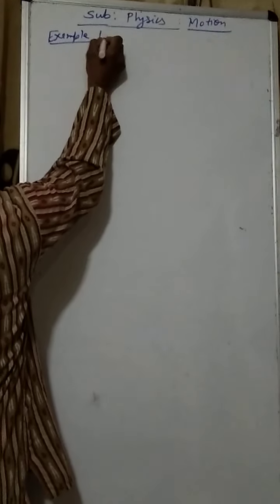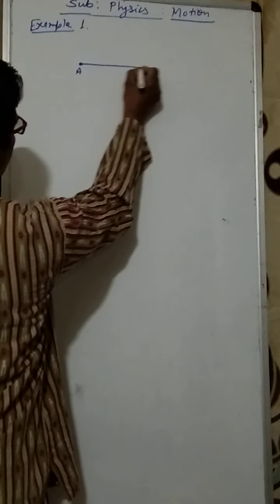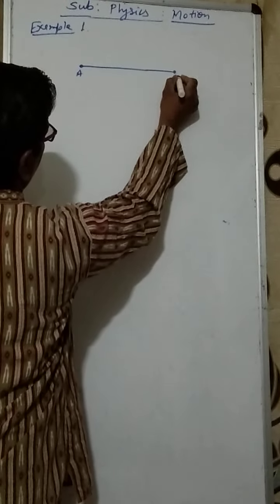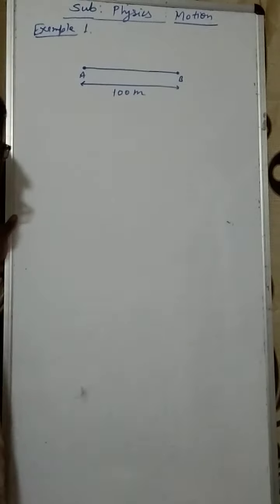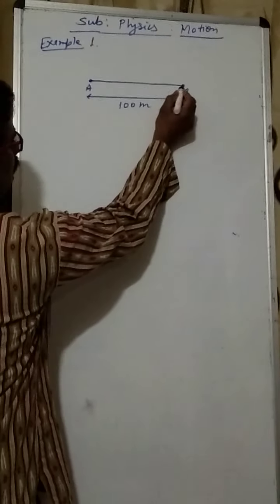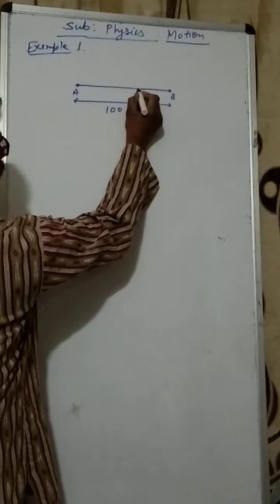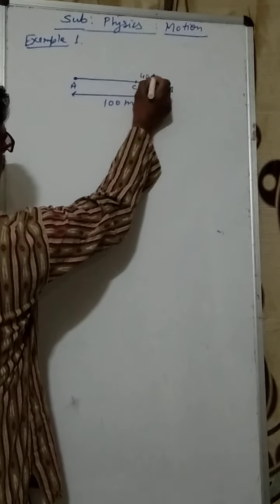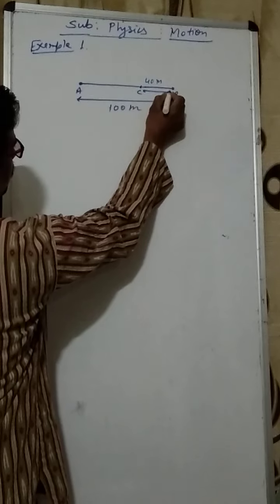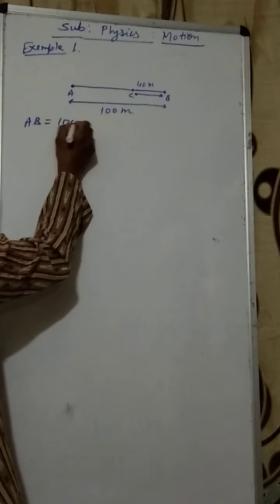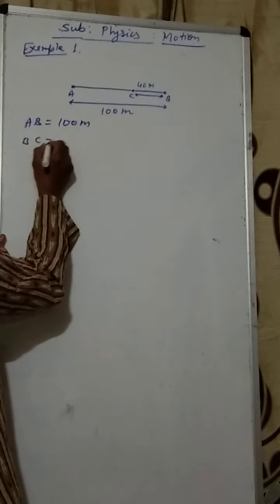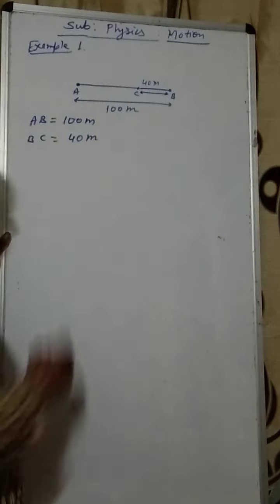Now example 1. Suppose an object starts from point A, it travels to point B, and the length of A to B is 100 meter, and again it comes back to point C by traveling a distance of 40 meter. It means here AB is equal to 100 meter and BC is equal to 40 meter.